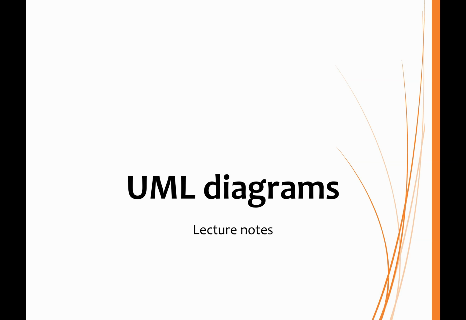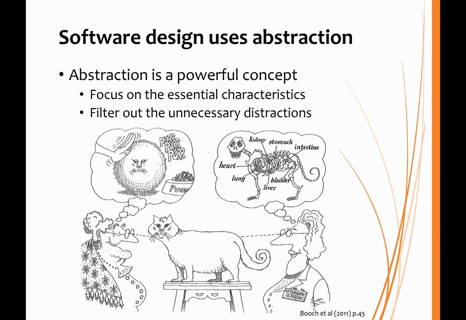In this video, we're going to consider some of the UML diagrams that we might need when designing our enterprise applications. Let's think a little bit about software design first of all. One of the powerful concepts of software design is abstraction, and it allows us to focus on the essential characteristics and filter out the unnecessary distractions. But what is essential and what is unnecessary depends entirely upon the person's point of view.